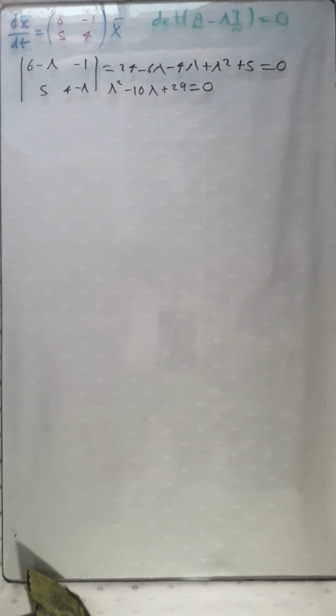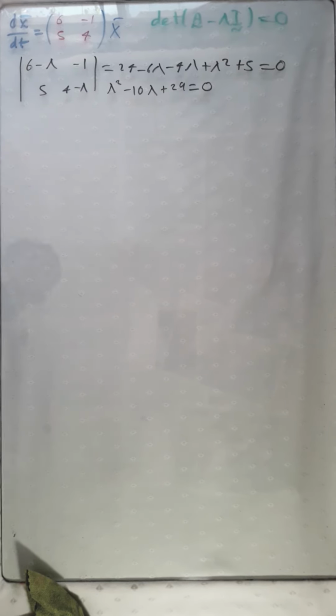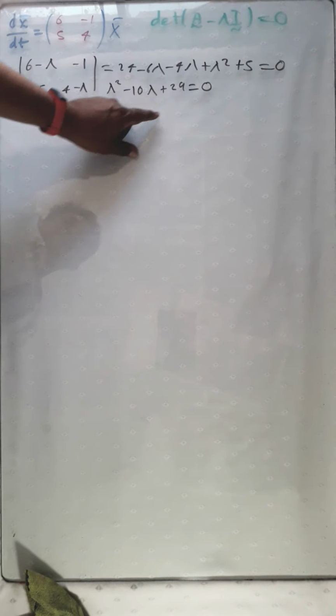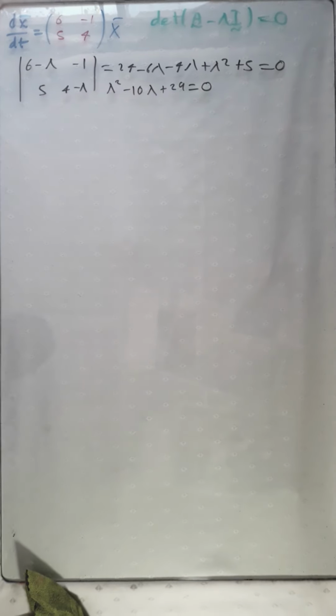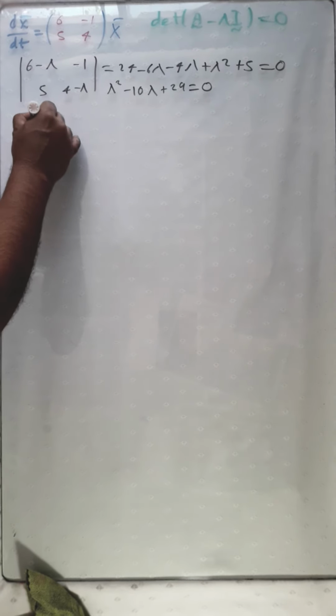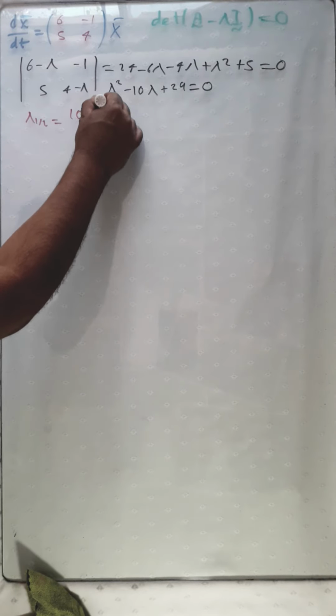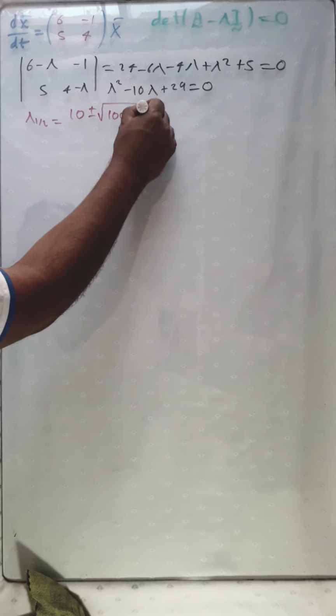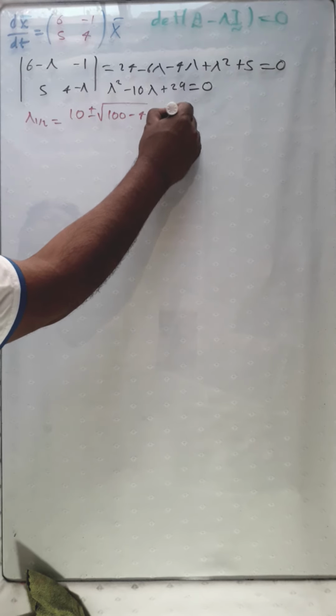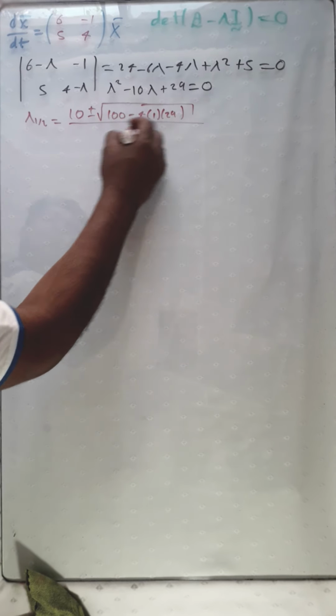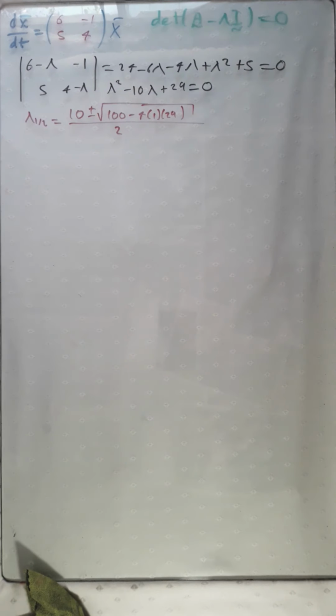Okay, I don't see how we can make two numbers whose multiplication is 29 and whose sum is minus 10. This 29 is a very odd number. So let's use the chicharronera. If we use the chicharronera, then lambda 1 and 2 is equal to minus b, so that is 10, plus minus the square root of 100 minus 4 times 1 times 29, and then divided by 2a.